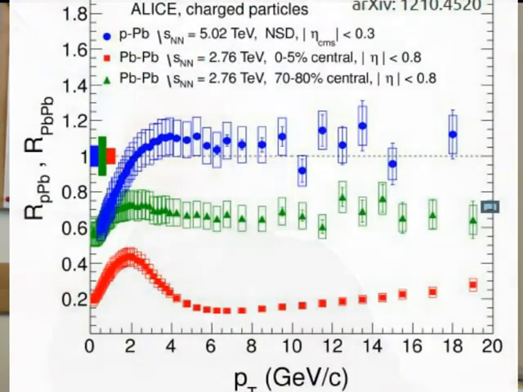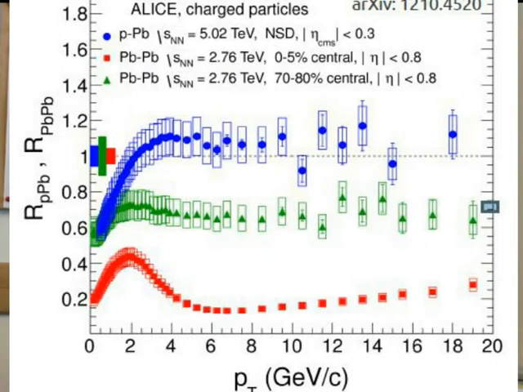A very important measurement was the nuclear modification factor. So we have measured how the particle production changes as a function of transverse momentum going from proton-proton to proton-lead. And this we did for unidentified charged particles for the moment. And what we see is that when we go above a transverse momentum of 3 GeV or so, the nuclear modification factor is 1.